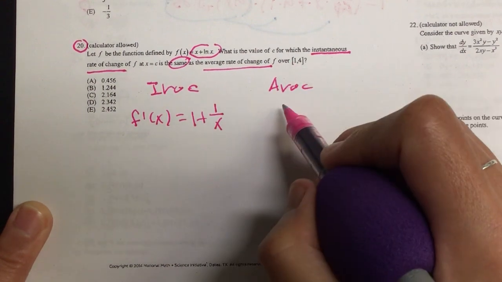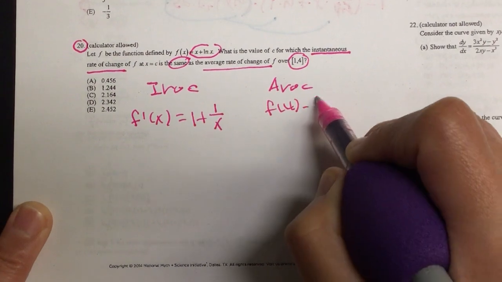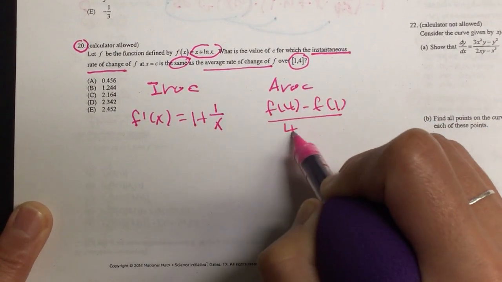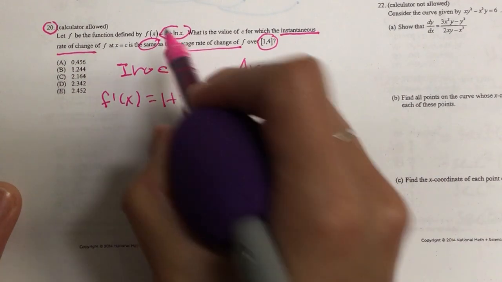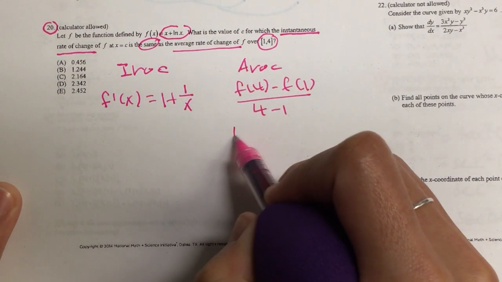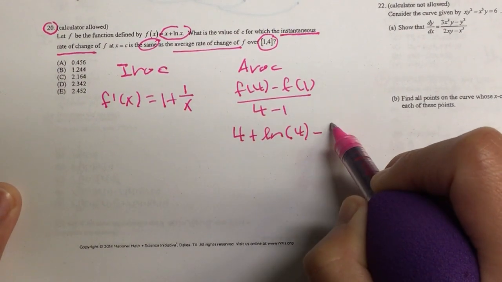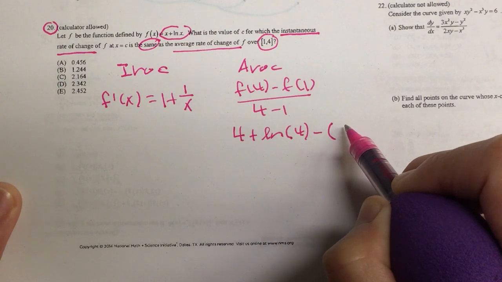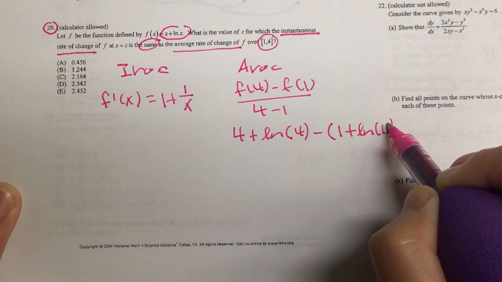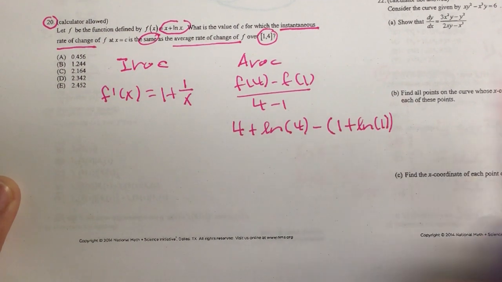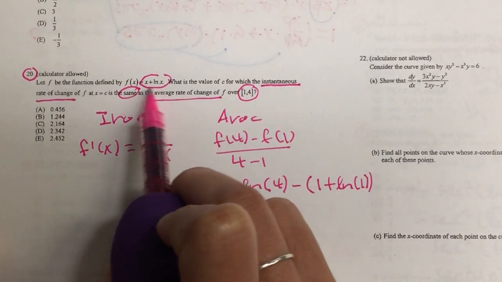For the average rate of change, they gave us a range on here. So we have f of 4 minus f of 1 over 4 minus 1. And when I plug that piece in, we're going to actually have to plug it back into that one. So we have 4 plus natural log of 4 minus, so 1 this time, 1 plus natural log of 1. Oh no. Rafael, how are you doing this? We are plugging the 4 into the x's from the function, and then plugging the 1 into that function.